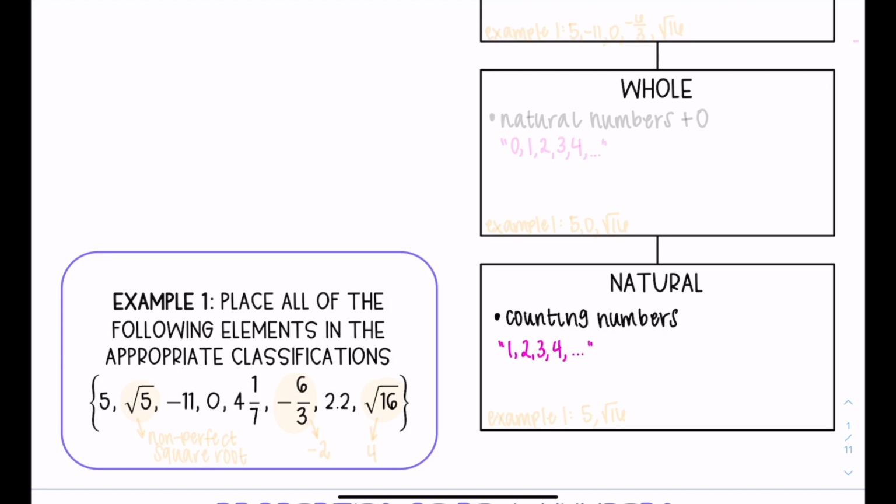Now, natural numbers can be extended into whole numbers. So the difference between natural and whole numbers is whole numbers now includes 0. So this is just the natural numbers plus 0. That's the only difference. So we start at 0 and then we go up the number line 1, 2, 3, 4, and so on.